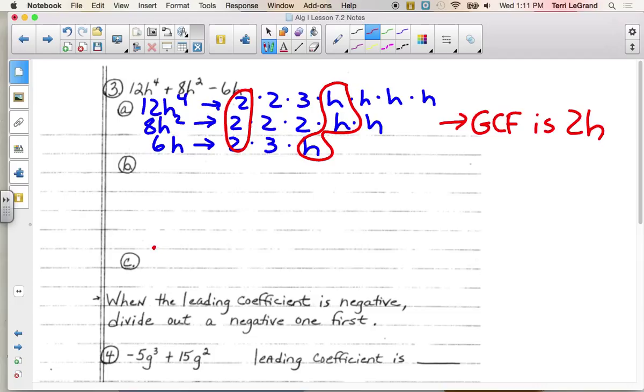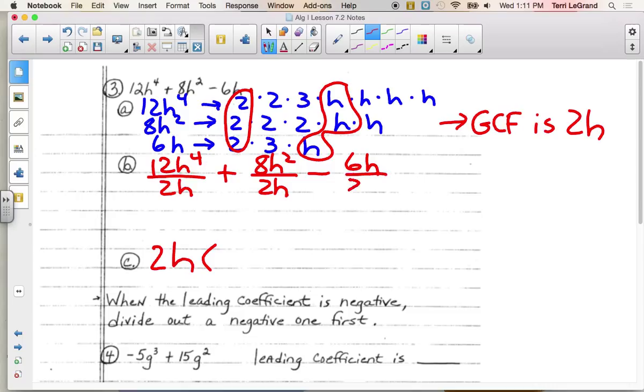So we already know down here that we're going to have a 2h times a trinomial. So here's how we're going to do it this time. We're going to show 12h to the 4th divided by 2h plus 8h squared divided by 2h minus 6h divided by 2h.